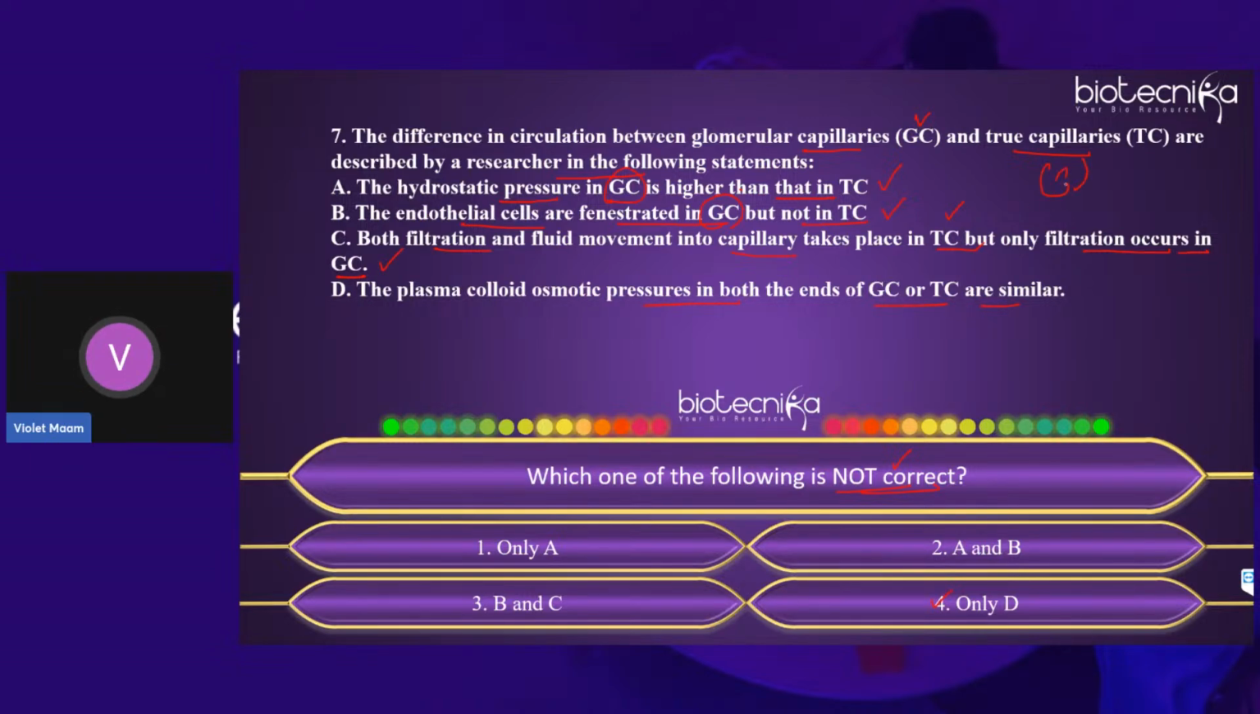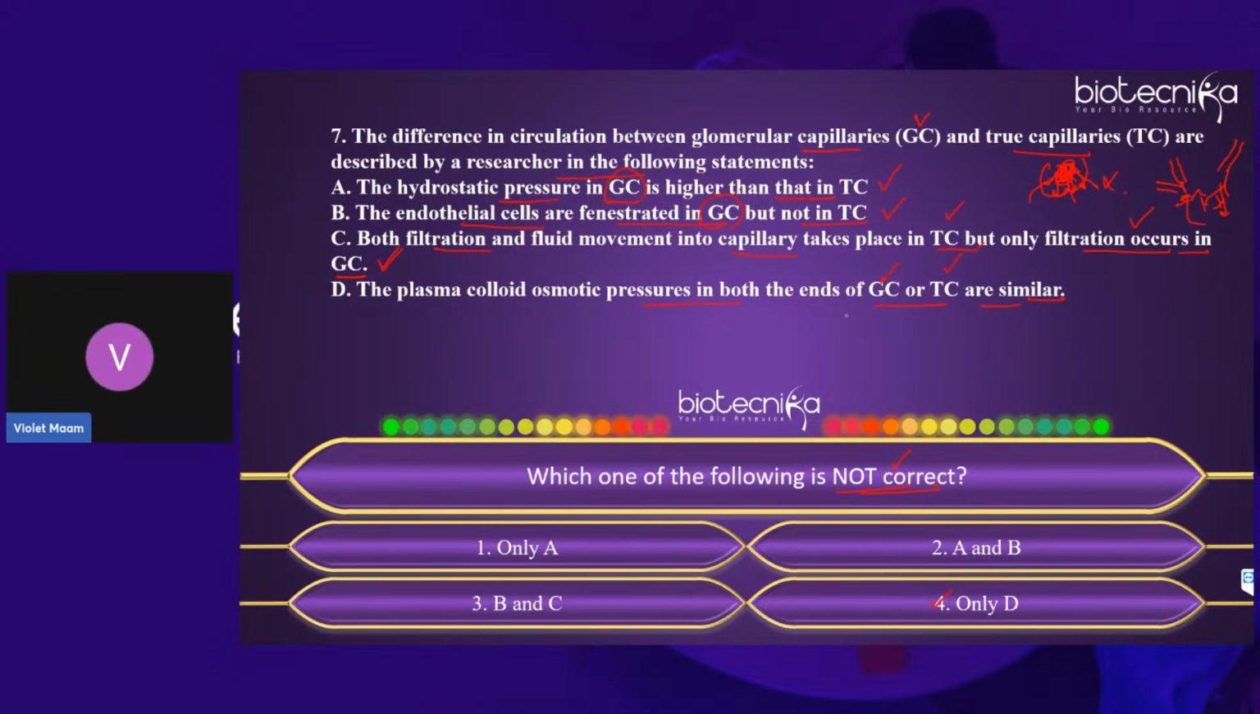Because in the glomerulus, what is happening? Only filtration is occurring. Is anything going back into the fluid? No, right? So for glomerular capillaries, only filtration is occurring. But in true capillaries, the arteriole will branch off, form capillaries, and then the venules will join back. So here both filtration as well as fluid movement occur, movement in both directions. That is why C is also correct.